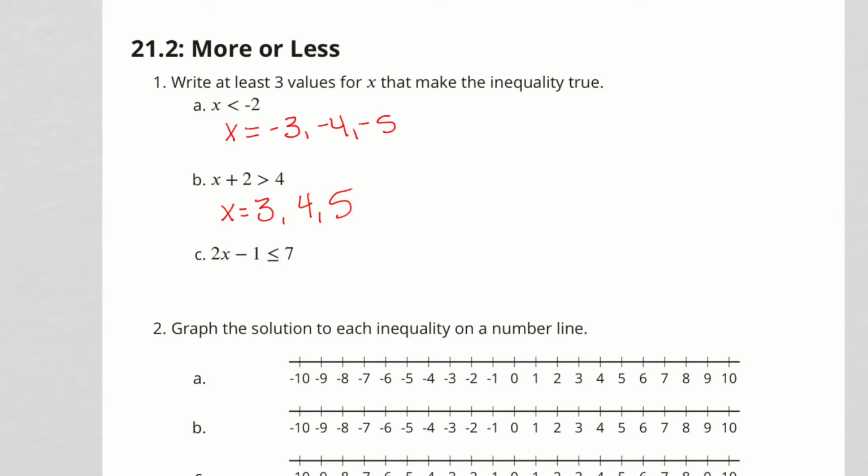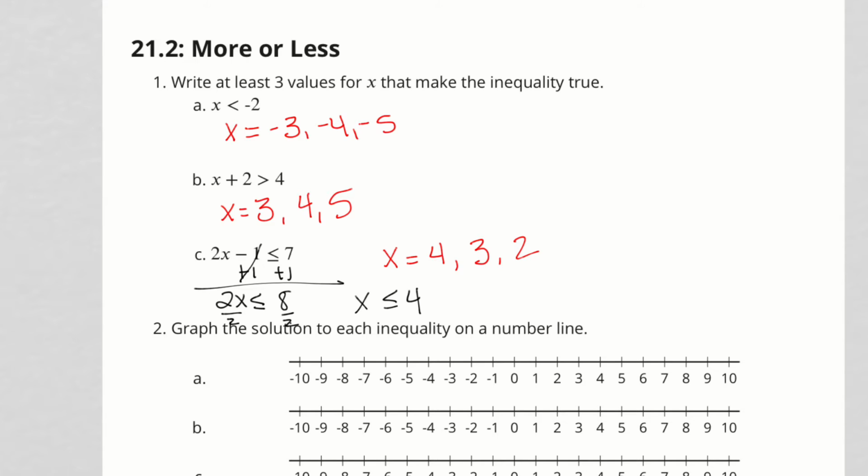All right, what about C? 4. Let's solve it, because I don't quite remember. So if we add 1 to both sides, that's 8. If we divide by 2, x is less than or equal to 4. So what could our values of x be? 4. What else? 3. We're going down this time. Why are we going down? Because it's less than or equal to.